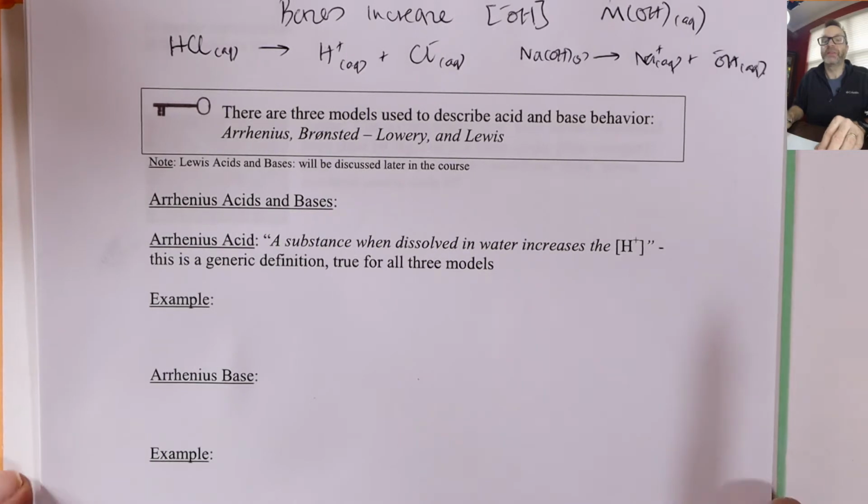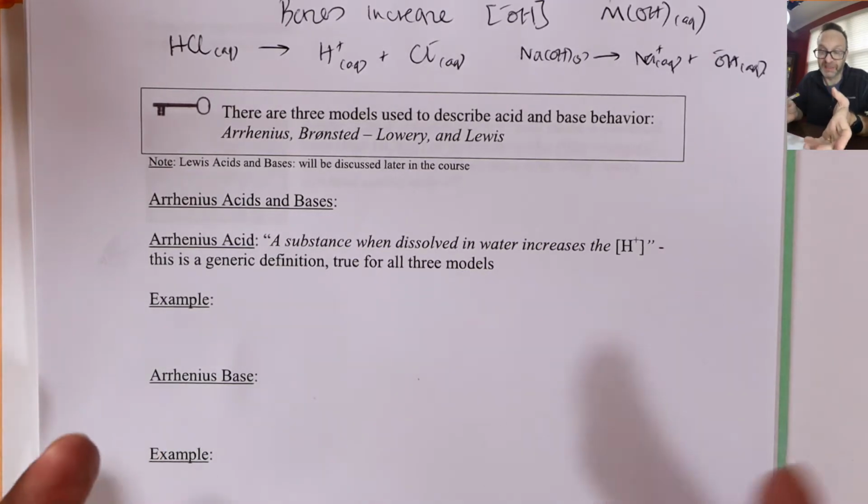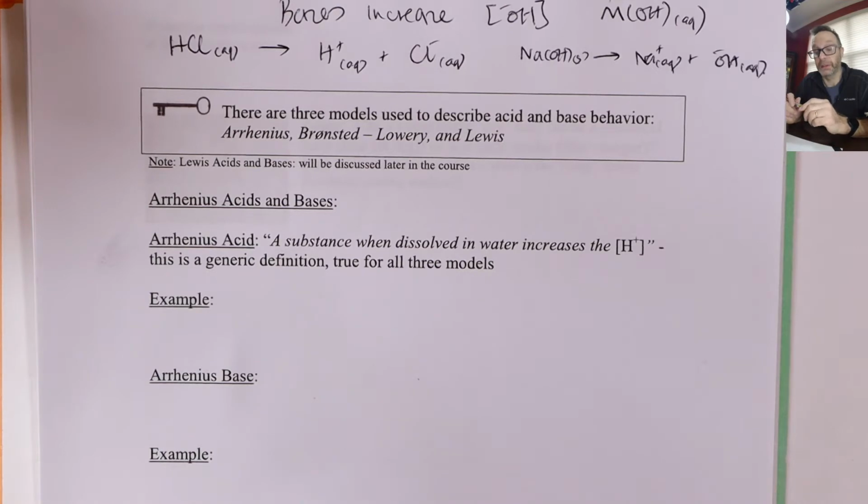There are many ways to define acid and base behavior, some more useful than others, depending on your application a little bit. But basically, no pun intended, there are three models: Arrhenius, Bronsted-Lowry, and Lewis.